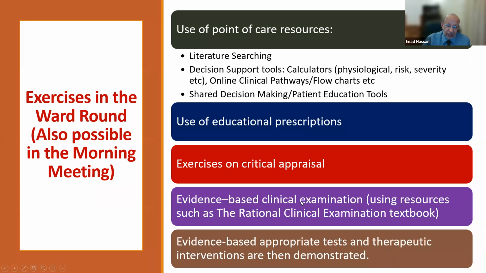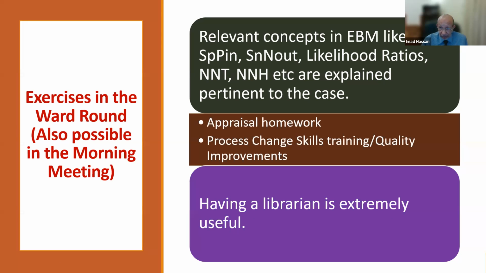You can do evidence-based clinical examination, and I showed you the book where you have the sensitivity and specificity of each symptom or sign, or sometimes test, and you can use it to make your examination rational, right? And you can use EBM to decide, based on sensitivity and specificity, which test you should use, or which therapeutic interventions are evidence-based. So you can talk about SpPIn and SnNOut during the ward round, number needed to treat, number needed to harm. As I said, you can have appraisal homeworks, and you can also talk about quality improvement. What are the recommended evidence-based interventions to improve the quality of service, right?